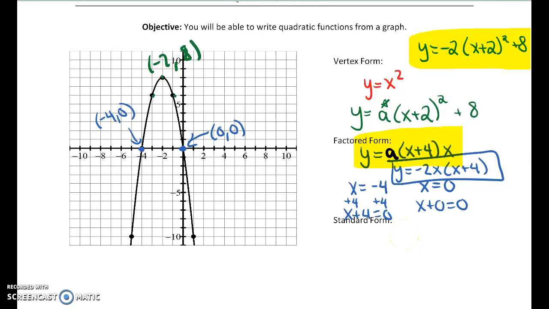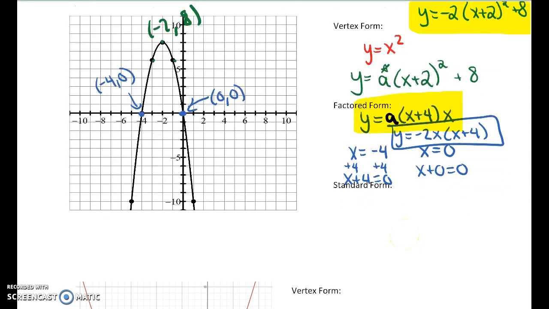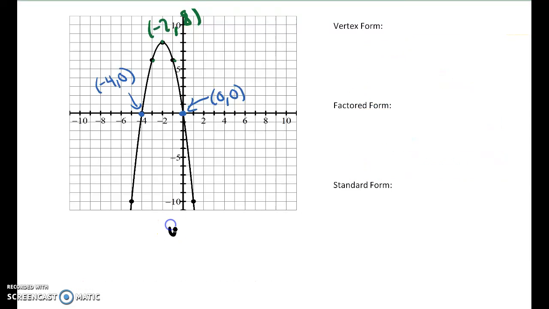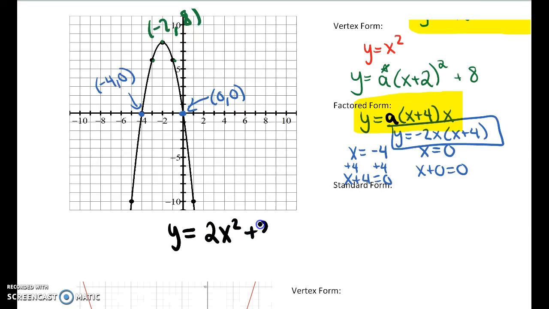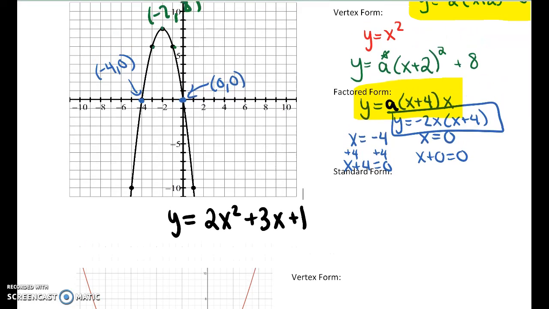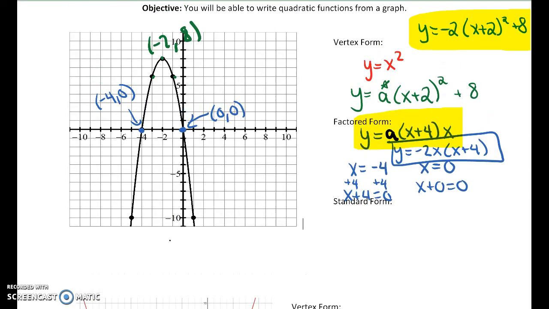Okay, our last form is standard form. And standard form is just the form that it looks like before you factor. So standard form might look like y equals 2x squared plus 3x plus 1. Okay, that would be standard form. And in order to find standard form, all you have to do is multiply out either vertex form or factored form. It's up to you.